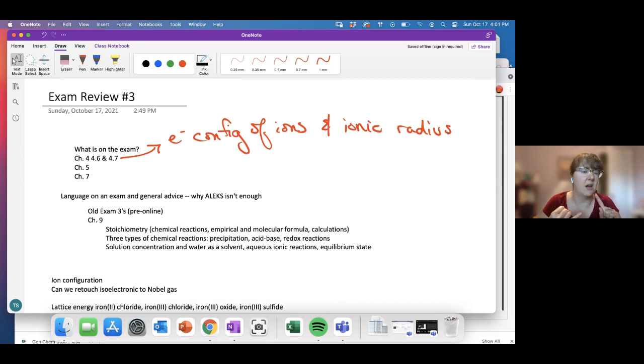Chapter 5, we're covering the whole thing. This is mostly nomenclature, and this is also where the math is for this exam. So this has things like molar mass, percent composition, and how to get empirical formulas from percent composition. And I've got an example of that as well.